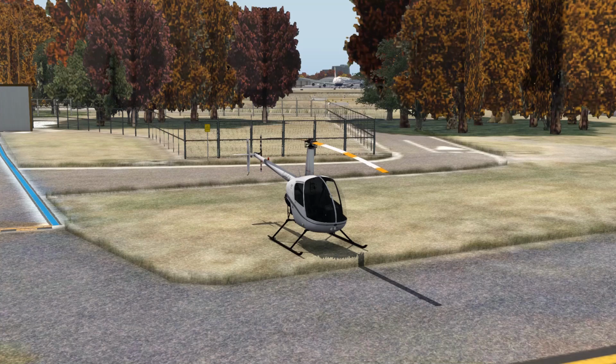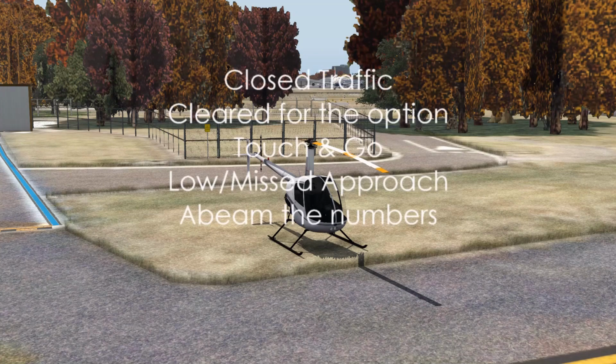Closed traffic. Flying a closed traffic means successive operations involving takeoffs and landings or low approaches where the aircraft does not exit the traffic pattern. This is what you would ask for if you want to practice traffic patterns at an airport.